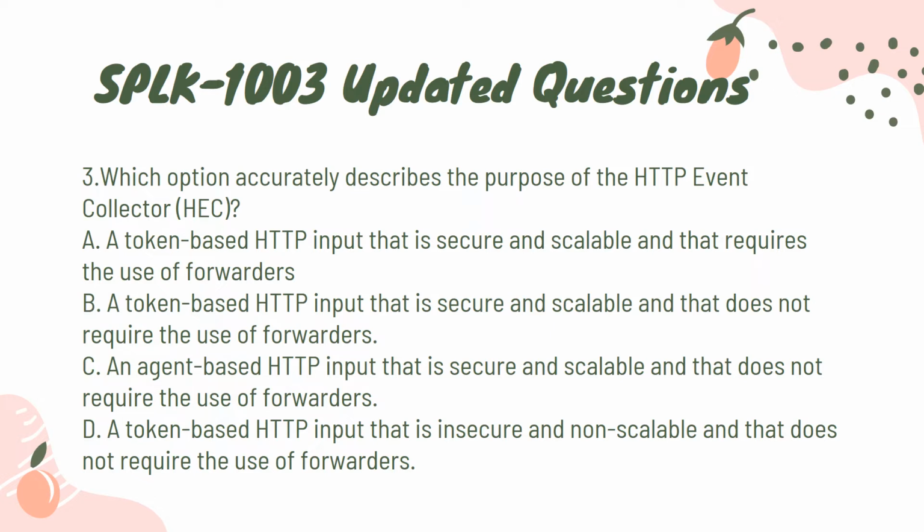3. Which option accurately describes the purpose of the HTTP Event Collector, HEC? A. A token-based HTTP input that is secure and scalable and that requires the use of forwarders. B. A token-based HTTP input that is secure and scalable and that does not require the use of forwarders. C. An agent-based HTTP input that is secure and scalable and that does not require the use of forwarders. D. A token-based HTTP input that is insecure and non-scalable and that does not require the use of forwarders.